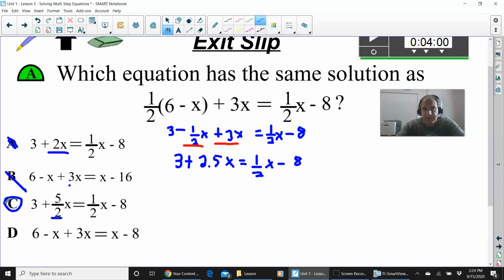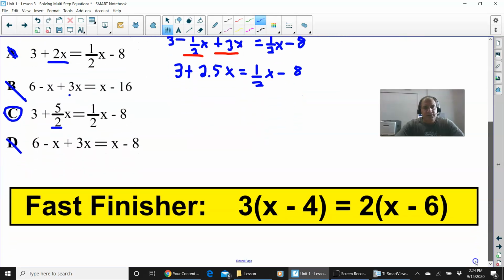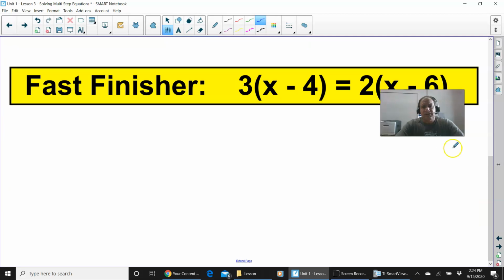It's the same equation. Look, I didn't even figure out the solution. It didn't take me long. I took 2 steps. Right? So I have 6 minus x plus 3x. That's 2x. If you combine them, x minus 8, it's a half x minus 8. This is gone. C is your answer. That's how to do a Regents question. Right? That's how you're going to do it. And that's basically it. The fast finisher, just take 2 seconds, press pause, see if you could do that problem.